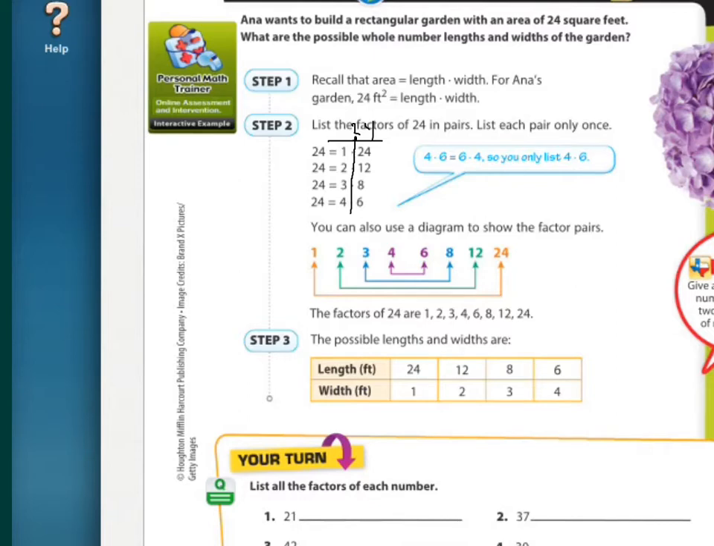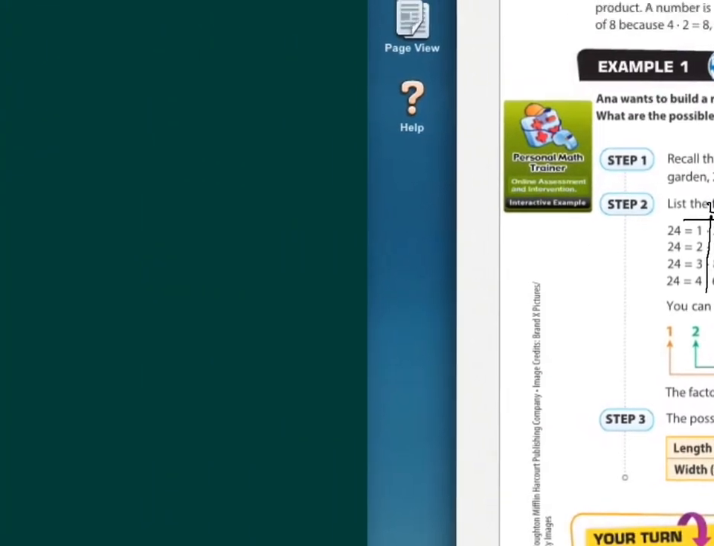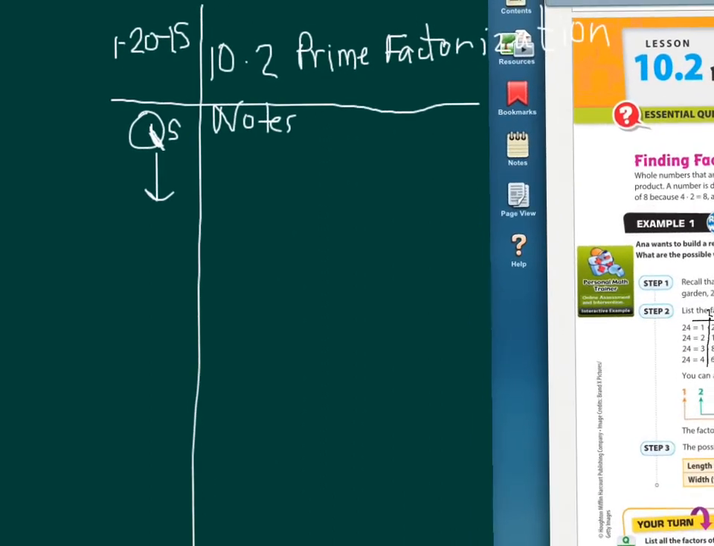So it says that Anna wants to build a rectangular garden with an area of 24 square feet. What are the possible whole number lengths and widths of the garden? So over here in your notes, you're going to write example 1, and you're going to draw all the ways you can make 24. You can have 1 by 24. That's one way her garden can look.